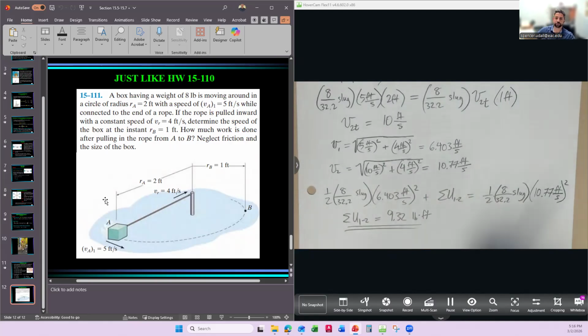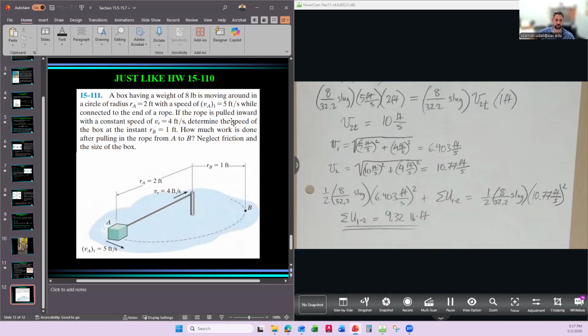All right, so try that one out. In the homework, it'll be similar, and if it asks you for something different, it might ask for a change rate, a change in radius, what it has to be to attain a certain speed, or you can do various variations of this type of problem. But that's a pretty good one. And that is it for chapter 15.